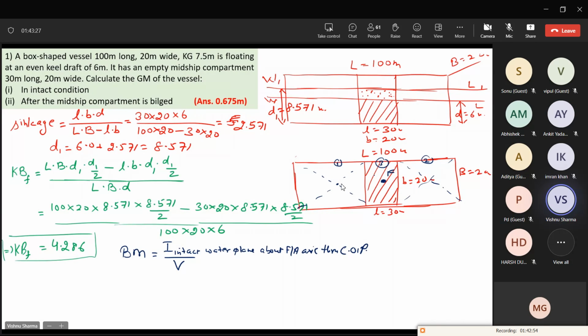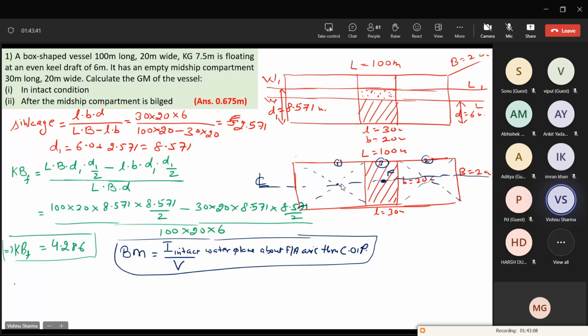Then I have to do what? I have to draw the axis through it for BM. This happens to be the center line. So my formula for BM, this was only for you to remind the formula, this I'm not using, you can disregard. BM will be equal to, now I'm writing with respect to my diagram, ICL of the intact water plane divided by volume of displacement. Do you agree?